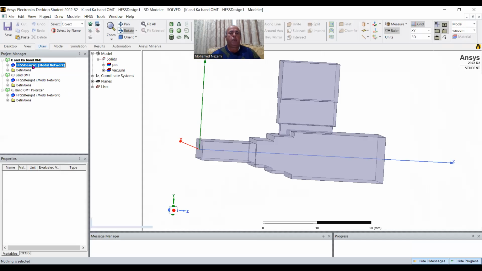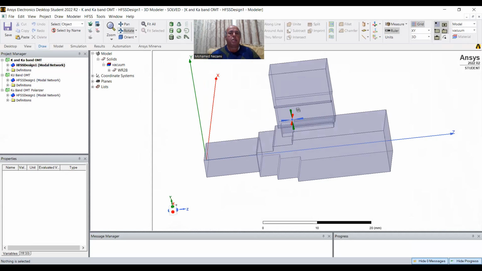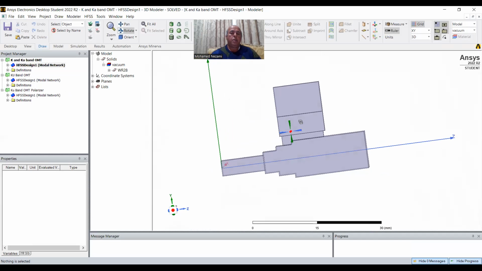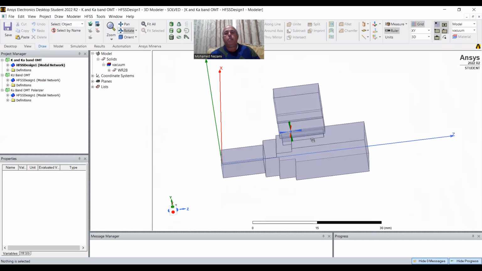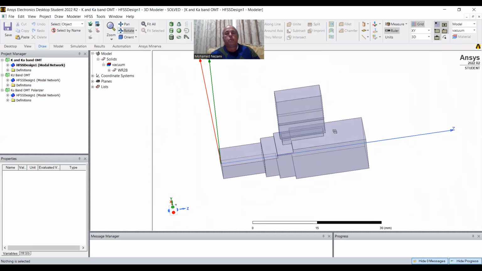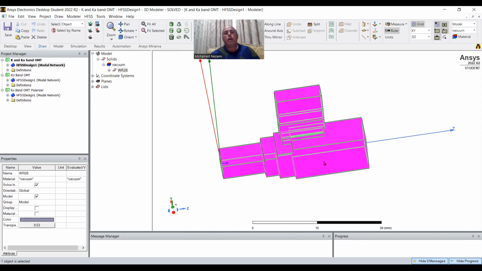Let's start out with this guy here. This is, okay, the Ka band one. So the way I plotted this is I plotted this all as one structure with pieces.